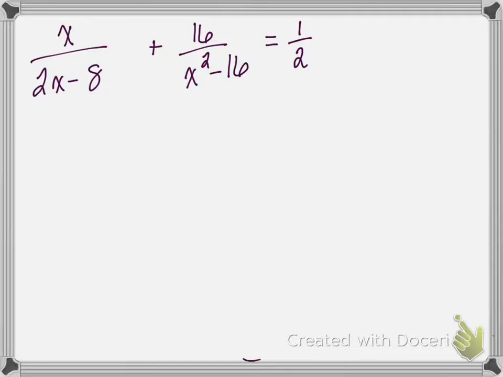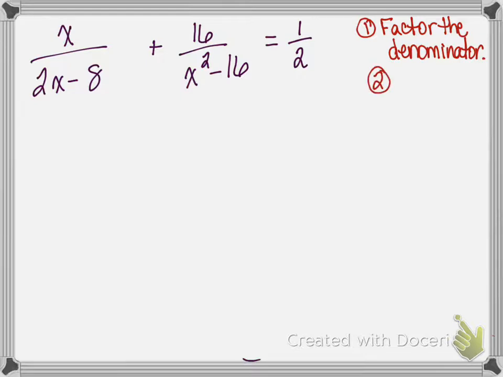Now, this one takes it a step up. What you have to do first here is factor the denominator. We are going to factor the denominator. We have to factor that first. Then we are going to determine what x cannot equal. Then we are going to determine the LCD when the denominator is in factored form.